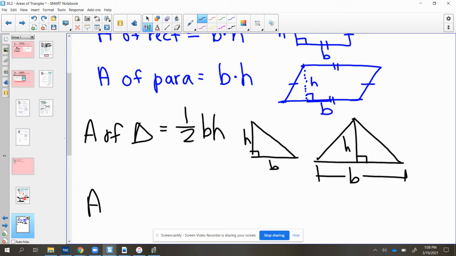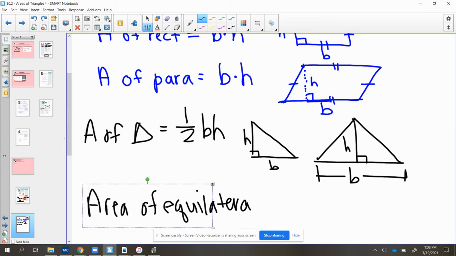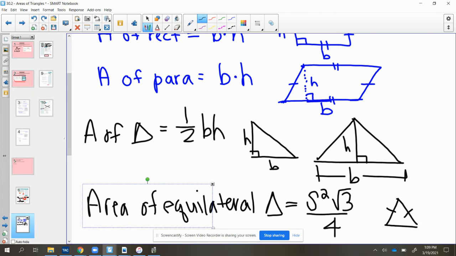And then we also have the area of specifically an equilateral triangle, and that's specifically side squared square root 3 all divided by 4. And again, that's only when we know that it's specifically an equilateral triangle, and again, you have that side length given.